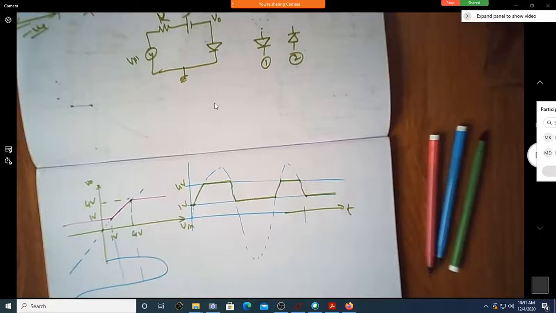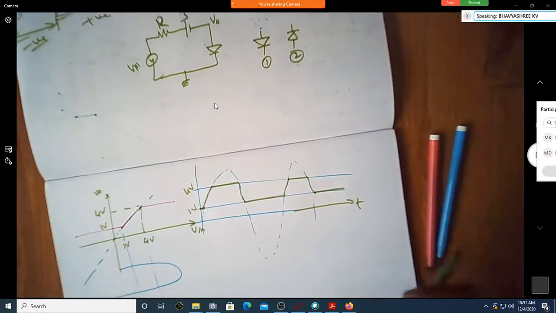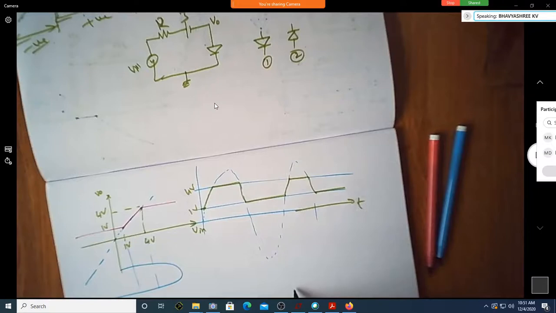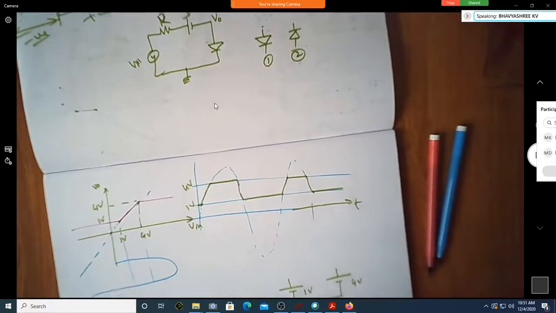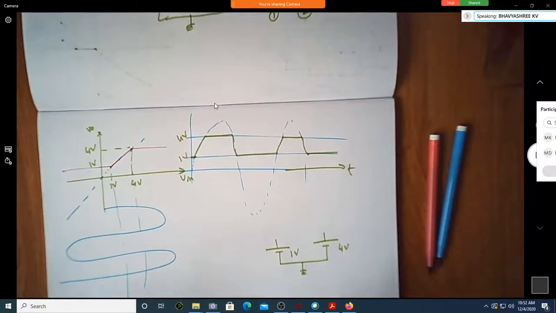Would you like to have batteries in the shunt path or series path? Shunt, perfect. Shall I put two batteries with both positive voltages, 1 volt and 4 volt? Yes, sir. Is it done? Yes, sir. At least we are now convinced.